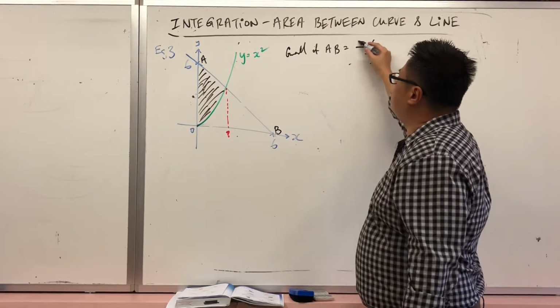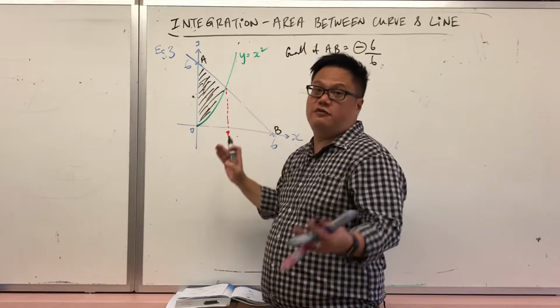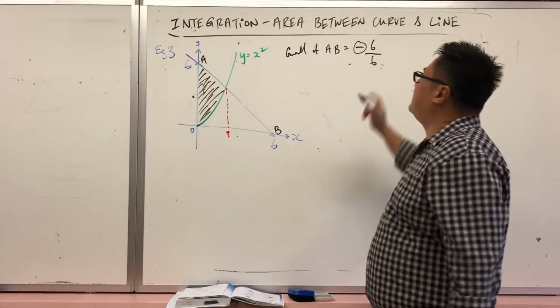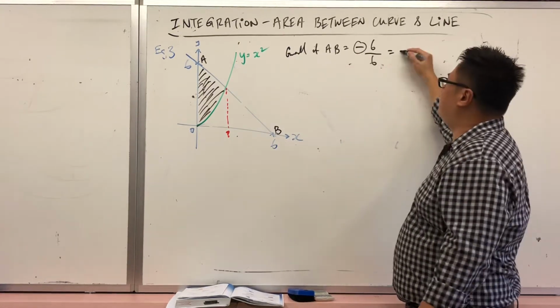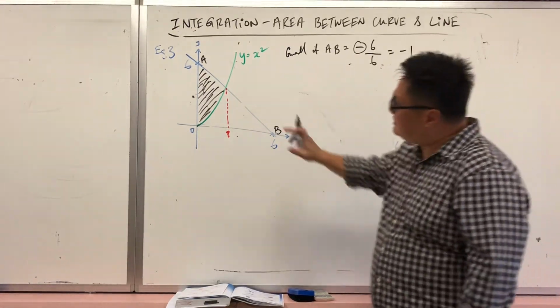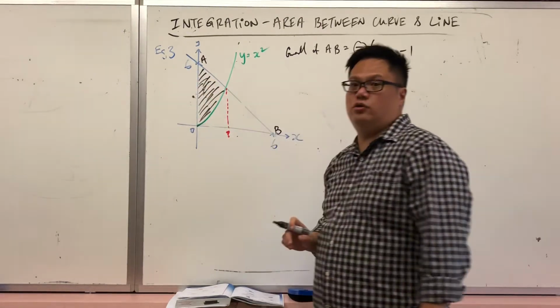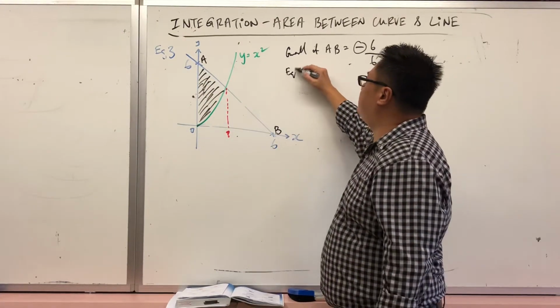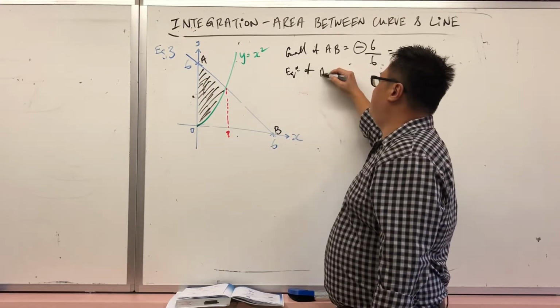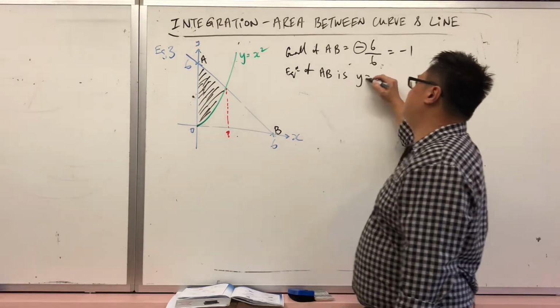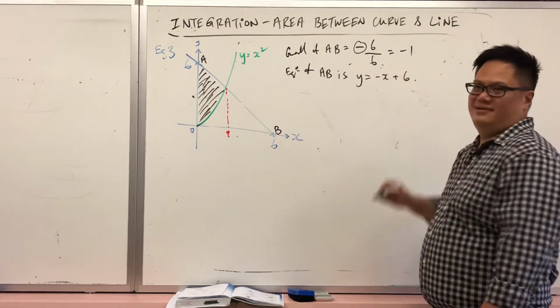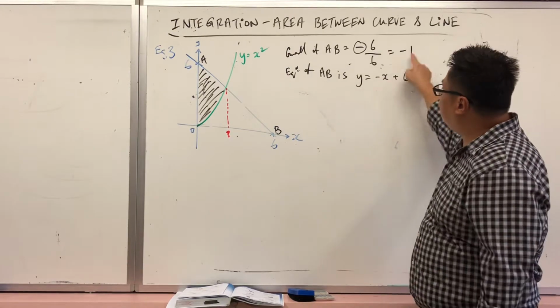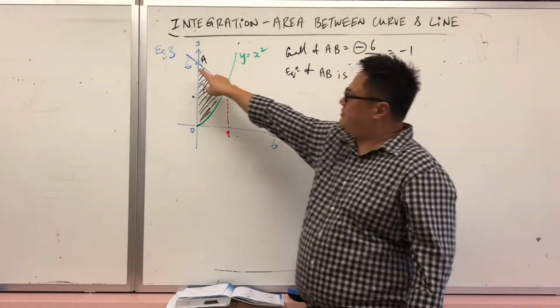Then because it's downward sloping, it falls from left to right, that's why it's a negative sign. The gradient is negative 1. And since it cuts the y-axis at 6, I know that the equation of AB is y equals minus x plus 6. Straight away, because the gradient is negative 1, the y-intercept is 6.